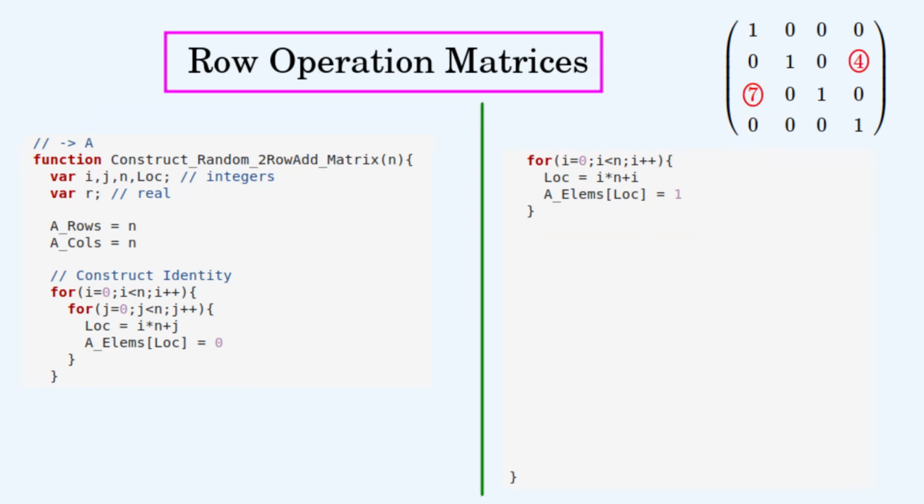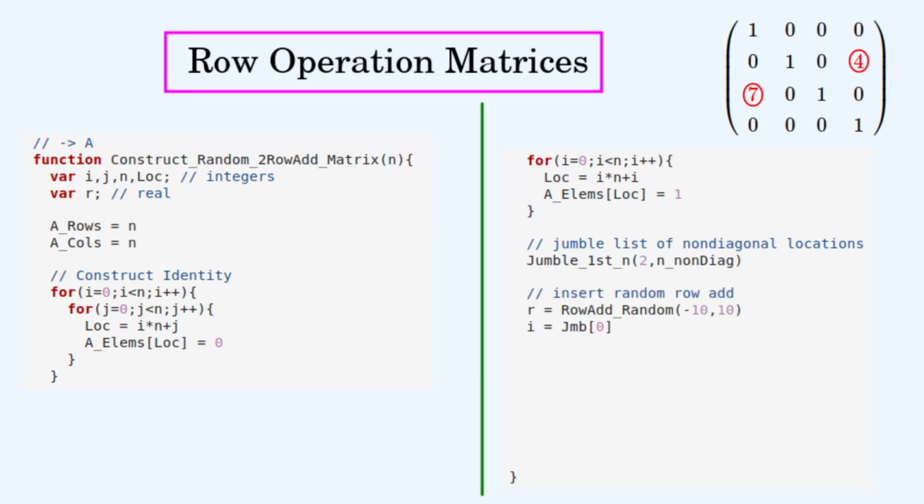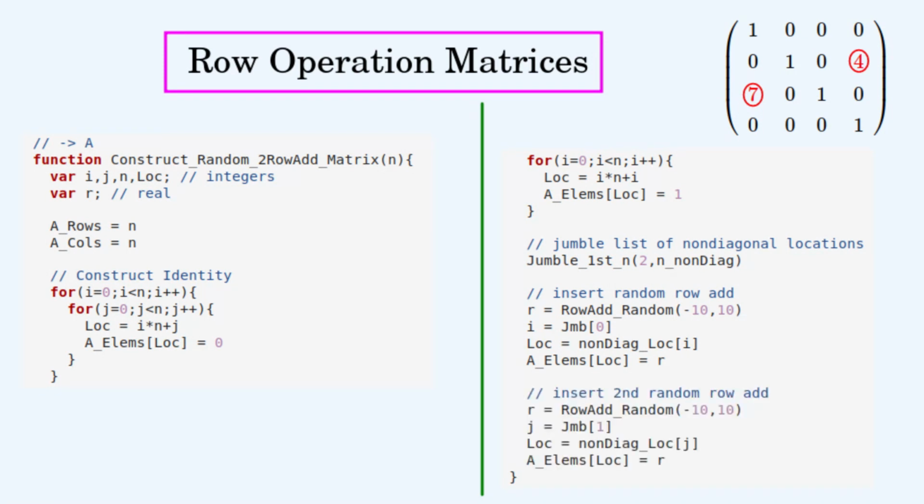And now to create the random two-row add matrix. We'll create an identity matrix like before. We'll jumble up a list of non-diagonal entries. We'll get a random number and the first number on the jumbled list. We'll get the location of the entry in the non-diagonal region corresponding to this number and insert a random number into it. We'll repeat this for the second number on the jumbled list, so then we'll get an identity matrix with two non-zero entries in the non-diagonal region.